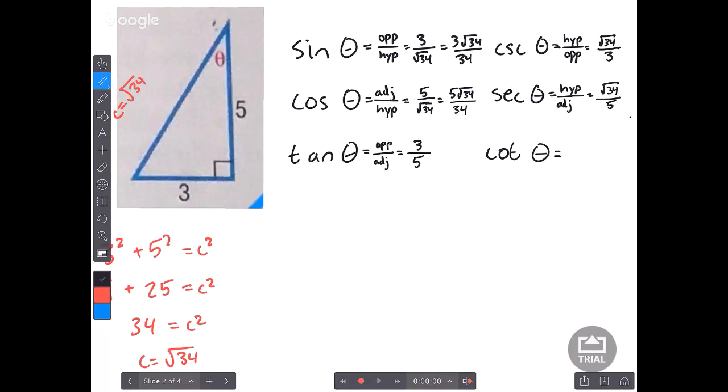And lastly, the cotangent of theta is the reciprocal of tangent and also its cofunction. So it is the tangent of the complementary angle, which is adjacent over opposite, 5 over 3. Sweet.